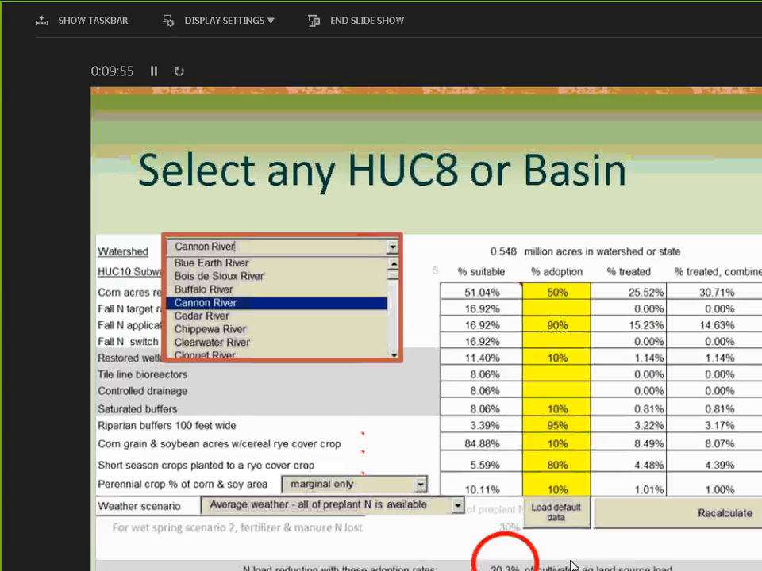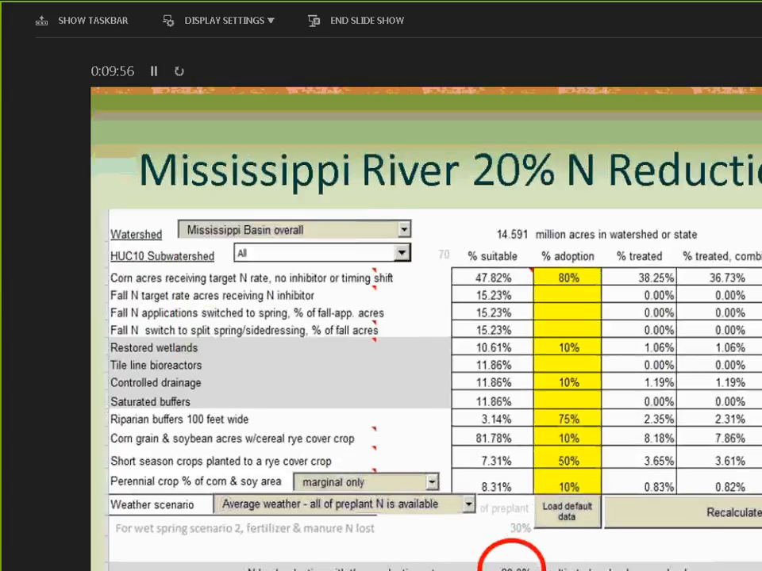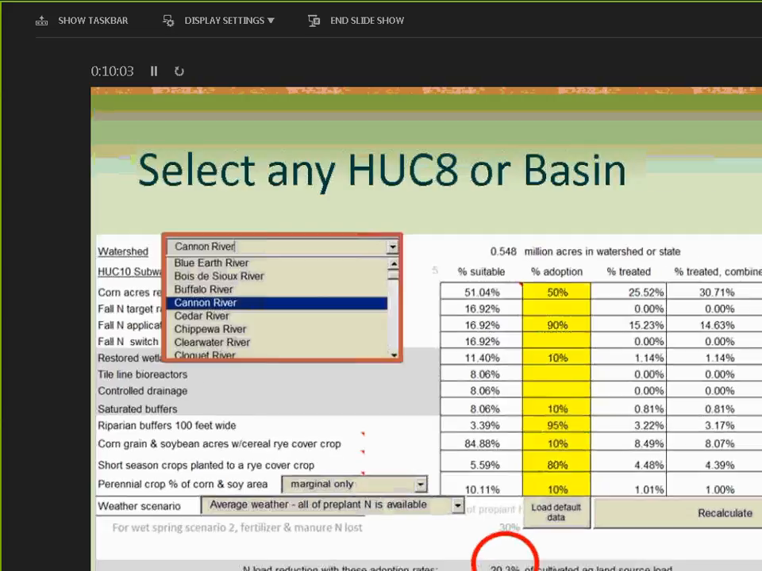And then I should point out that the right column is the acreages, so not just percentage, we want to know how many acres of each of these is needed. That would be it. Just a couple more examples and we'll wrap up. So the Puck 8, this is the Cannon River. They chose a different suite of BMPs to arrive at a 20% reduction.